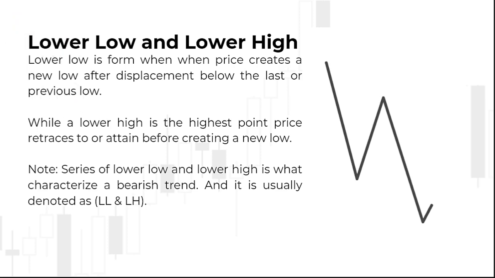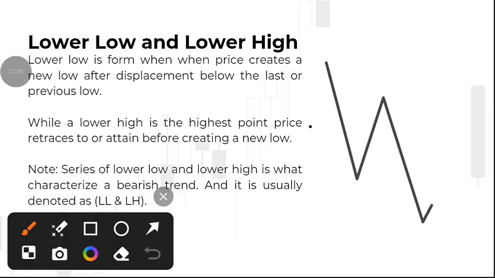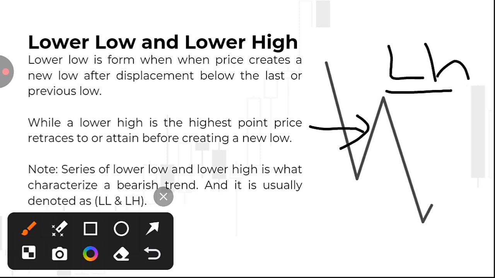Right here is a retracement. The highest point price retraces to, which is this high right here, is what we call a lower high. So this is a lower high, the highest point that price retraces to before creating this new low. Hope you get that point.